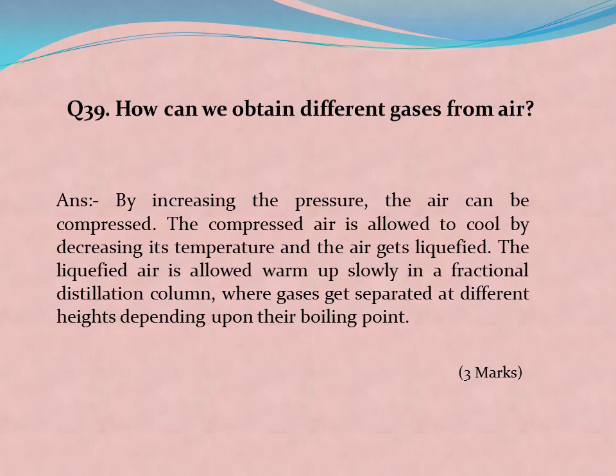Question number 39. How can we obtain different gases from air? Answer. By increasing the pressure, the air can be compressed. The compressed air is allowed to cool by decreasing its temperature, and the air gets liquefied. The liquefied air is allowed to warm up slowly in a fractional distillation column, where gases get separated at different heights depending upon their boiling points.